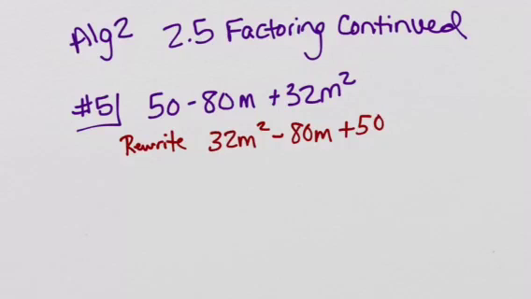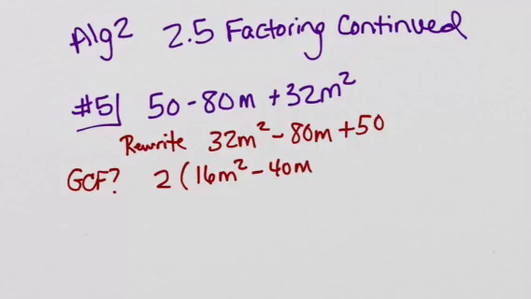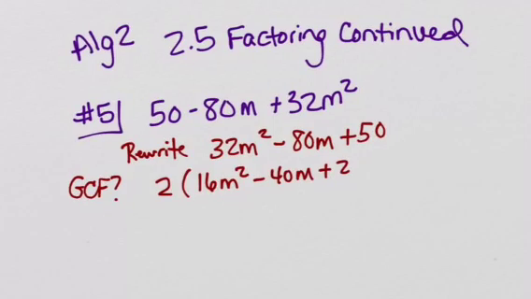Okay, and so when I do this, the first thing we want to check is if there's a greatest common factor that we can pull out. And sure enough, there is. They all have a 2 in common. Watch what happens when I take a 2 out. The 32 divided by 2 is 16, and I keep the m squared, minus 40m when I divide 80 by 2, and then 50 divided by 2 gives me 25. So that's nice. My numbers were a little bit smaller.